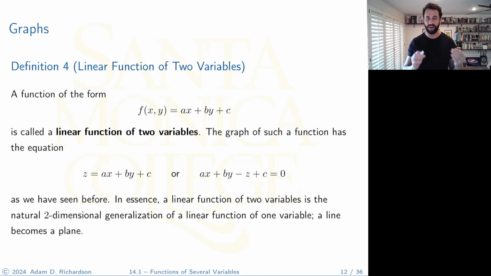If you remember the equation of a line, it basically was mx plus b. If you want the equation of a plane, now you need two variables, and if you want the formula for a hyperplane, you can just keep adding more and more of these linear terms in each variable. So x, y, z, t, p, q, r, s, however many you need. The graph of the function is z equals ax plus by plus c, or you can write it in standard form like this. We've seen this before, but basically a linear function of two variables is the natural two-dimensional generalization of a linear function in one variable.